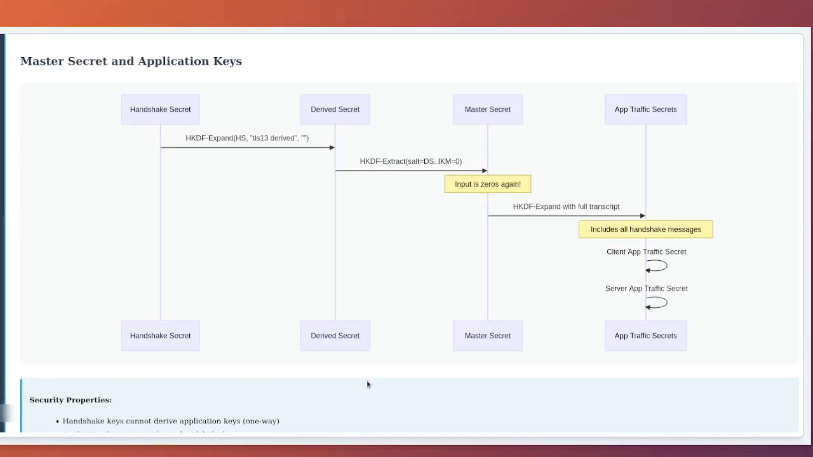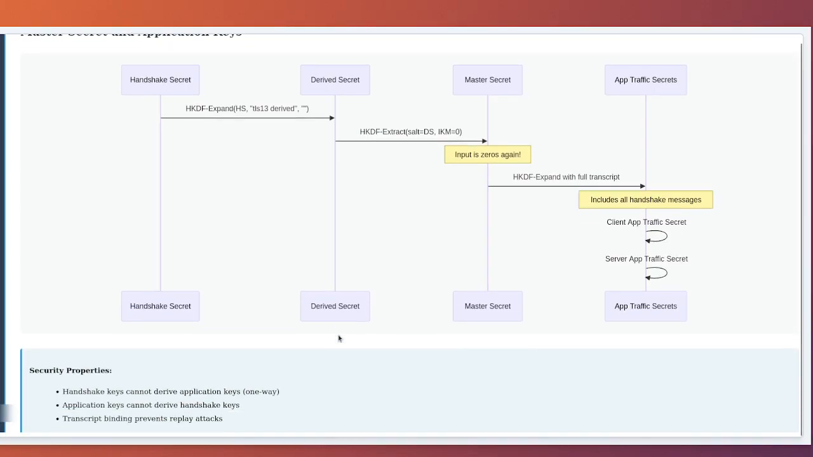The master secret. Final key derivation. After the handshake messages are exchanged and verified, TLS 1.3 performs one final transformation, deriving the master secret.